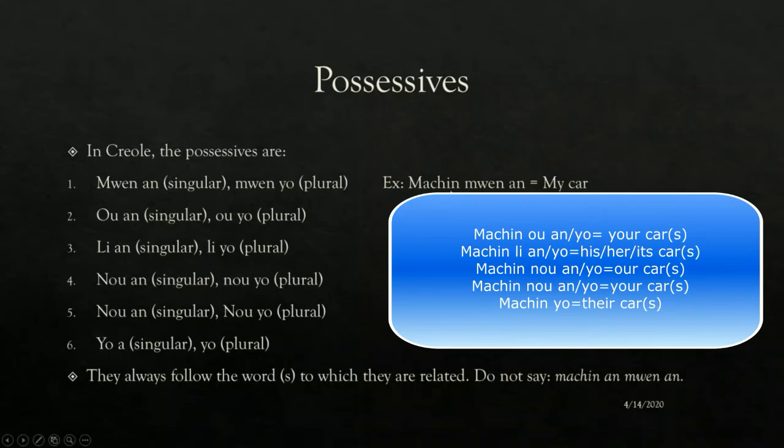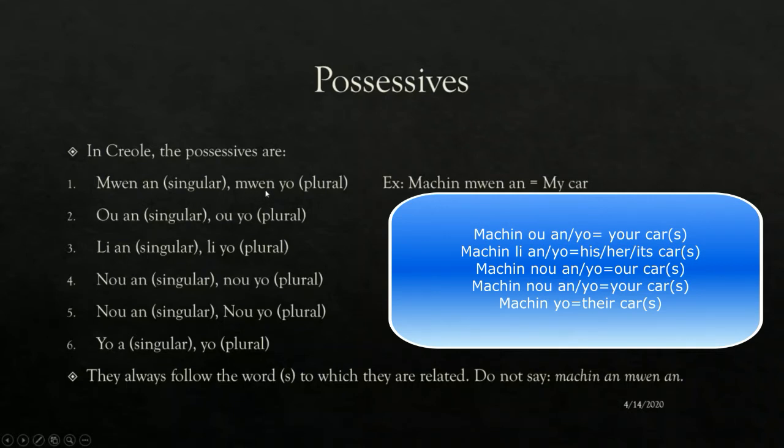So example, machine moyen, my car. It's like this whole thing, machine moyen is like my. Oh, I forgot to write it down in English. Moyen is my. Moi is your. Lien is his, her, its. Nous is our. Nous is your. Your is their.